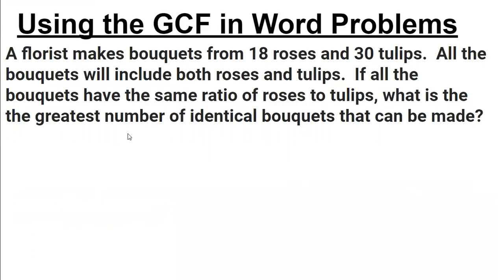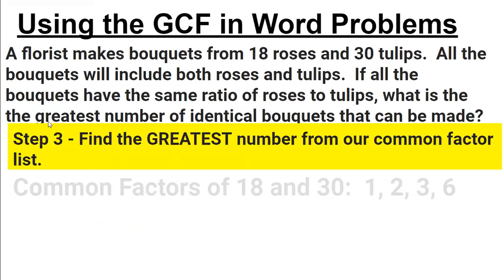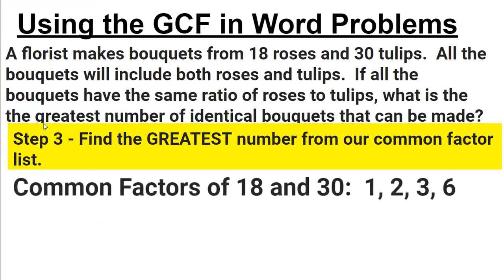Here's the same question. So step 3 in finding our answer is to find the greatest number from our common factor list. Remember what our list was? 1, 2, 3, and 6 were the common factors of 18 and 30. We could have had 1 bouquet, 2 bouquets, 3 bouquets, or 6 bouquets. What's the greatest number of identical bouquets that can be made?